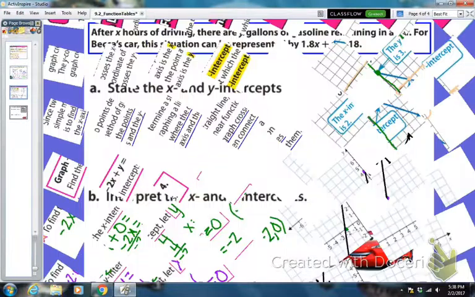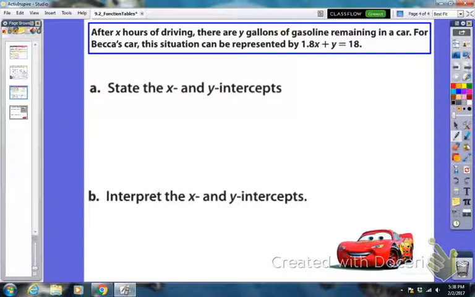And the last part of today's lesson is talking about real life problems with the x and y intercepts. So after x hours of driving, there are y gallons of gas remaining in the car. For Becca's car, this situation can be represented by 1.8x plus y equals 18. Find the x and the y intercepts.